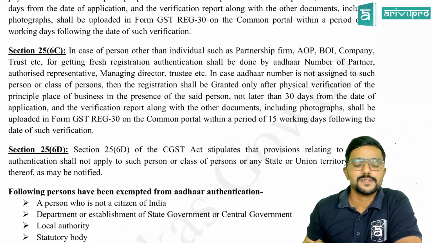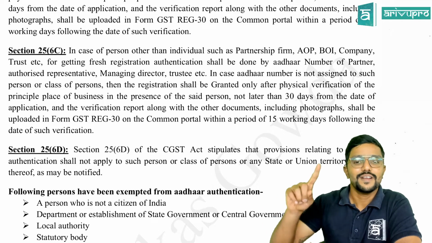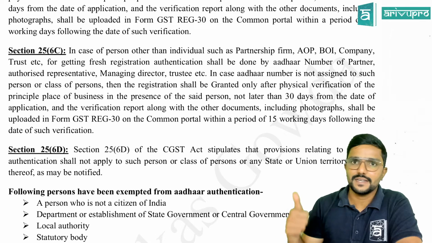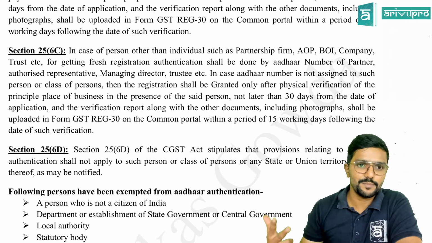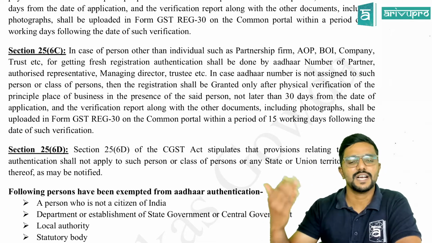In case of a person other than an individual, such as a partnership firm, AOP, BOI, company, trust, etc., for getting fresh registration, authentication shall be done by the Aadhaar number of whom? Of the individuals who are the face of it. A partner in case of a partnership firm, an authorized representative, in case of a company the managing director, trustee, etc. And in case of HUF and all, the Karta.